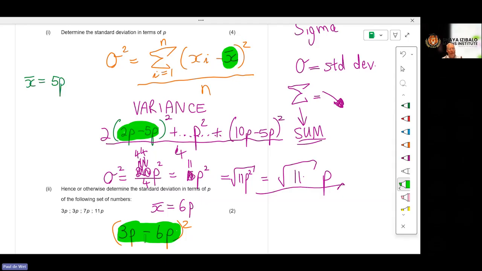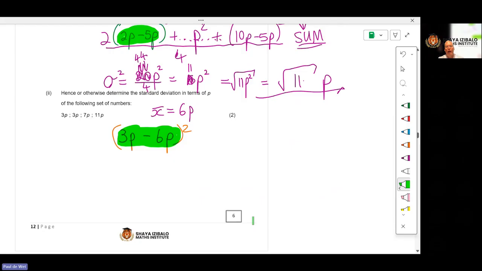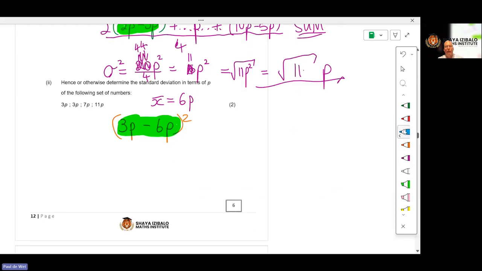So an important piece of understanding here, if you add a number to every item in a data set, the standard deviation will not change. The answer here will be the square root of 11p again. All right, and that's because the spread is not changing.